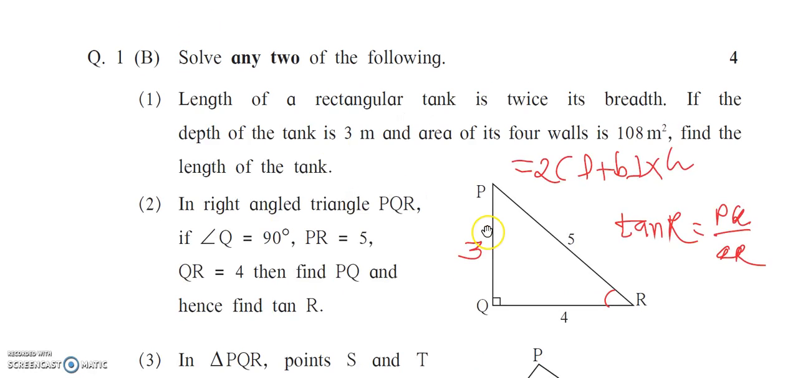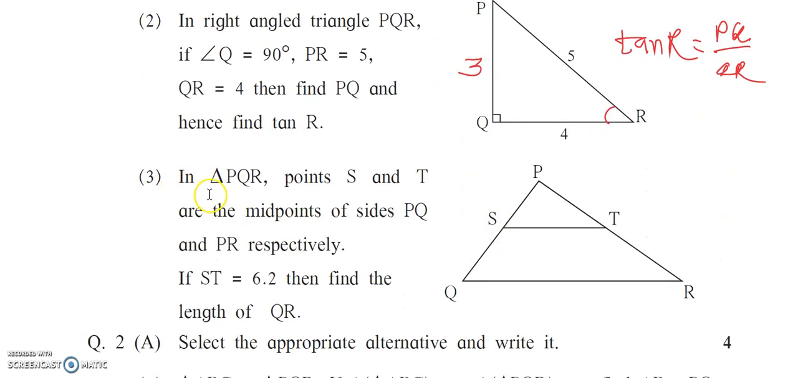Now next question. In triangle PQR, point S and T are the midpoints of the side PQ and PR respectively. S and T are the midpoints. ST is equal to 6.2. Then find the length QR. This is the application of the midpoint theorem. Now with this, ST is equal to 1 upon 2 QR. Therefore, 6.2 is equal to 1 upon 2 into QR. Therefore, QR is equal to 6.2 into 2.